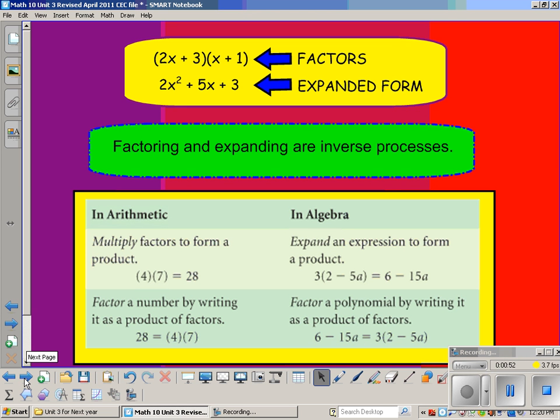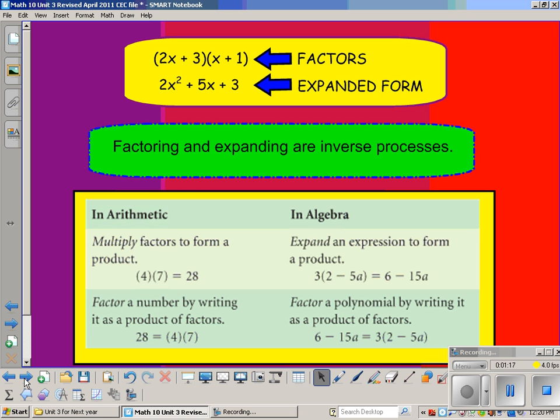Some terminology to look at when we are dealing with algebra. Factors are 2 expressions, 2 polynomials that are being multiplied together. Could be 2 or more. So it's polynomials that are multiplied together. An expanded form is an expression that forms the product when you multiply those factors together. Factoring and expanding are inverse processes.